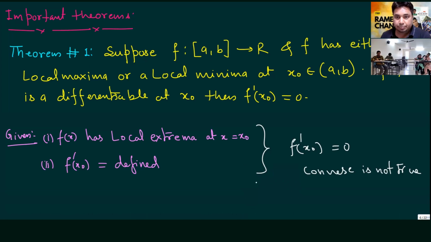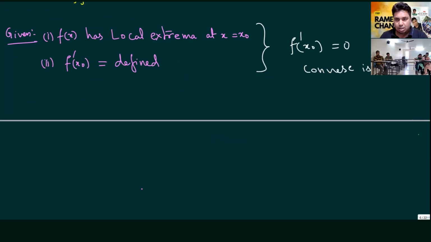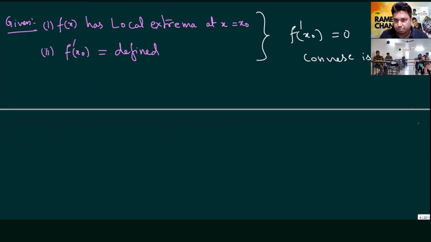Is that clear? In other words, if f dash x naught equals 0, it doesn't imply that the function will have local extrema at x equal to x naught. But if the function has extrema at x naught and if it is differentiable at x naught, then definitely f dash x naught must be 0. Let's understand it by a graph or a curve.